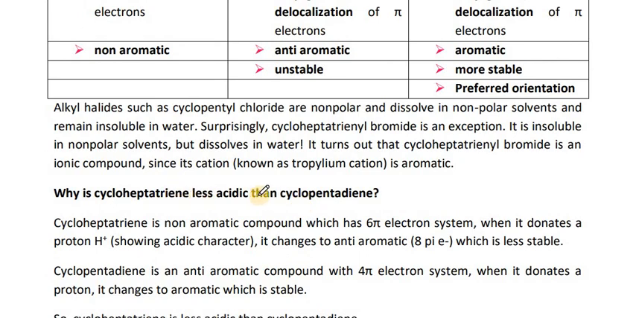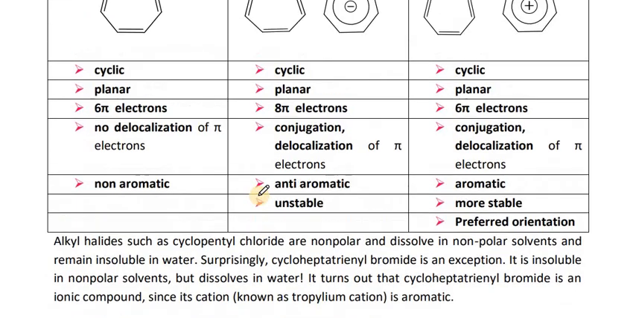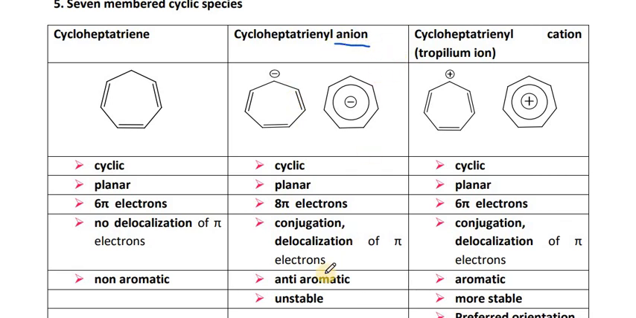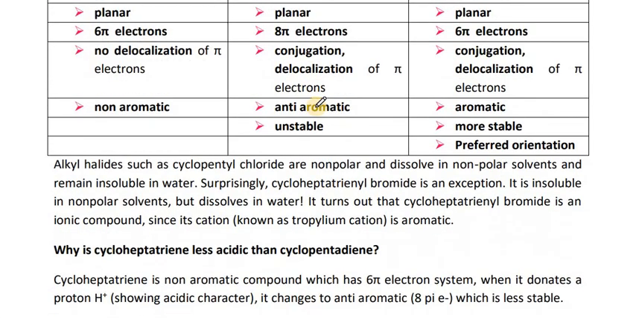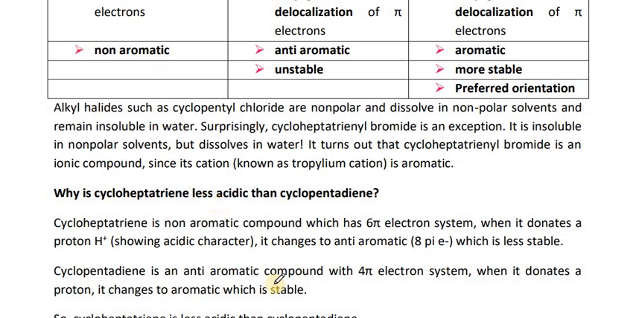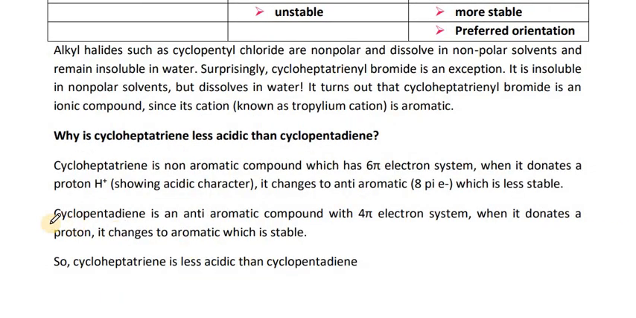And why is cycloheptatriene less acidic than cyclopentadiene? It is the same reason: if it loses an H plus ion, it forms an anion. The anion is anti-aromatic, therefore it does not prefer to lose an H plus ion, so its acidity is low. Whereas cyclopentadiene, as it is anti-aromatic, if it donates a proton, it becomes more stable and acquires aromatic character, therefore it is more acidic. Therefore, cycloheptatriene is less acidic than cyclopentadiene. The concept behind the acidic nature is aromaticity.